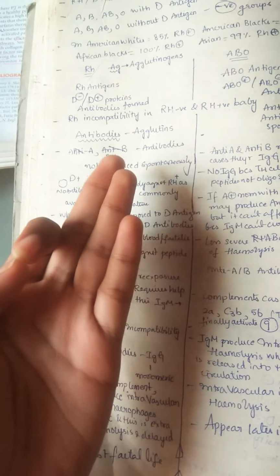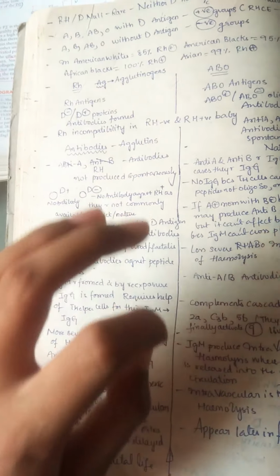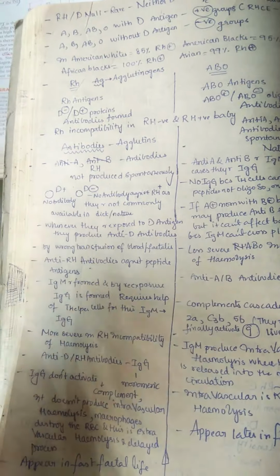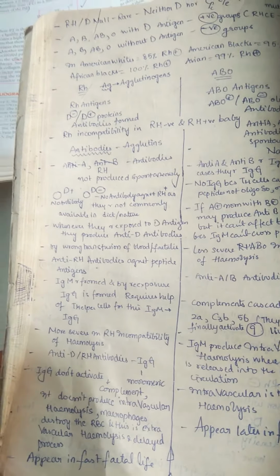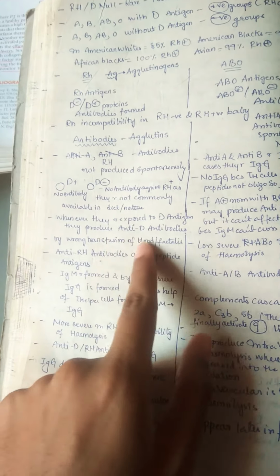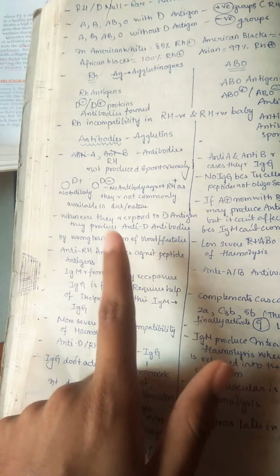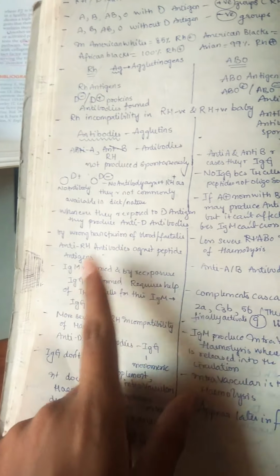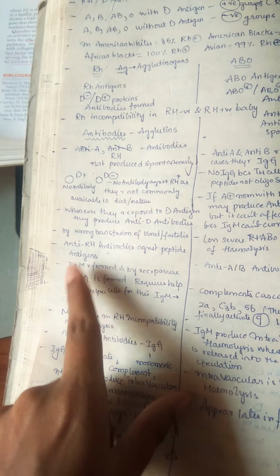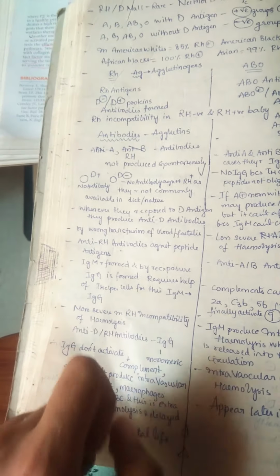In the case of an Rh negative mother carrying a positive fetus, only in that case, by rapid inflow, can they form antibodies against the RBCs. So whenever they are exposed to D antigen, they produce anti-D antibodies. By wrong transfusion of blood or in erythroblastosis fetalis, anti-Rh antibodies are against peptide antigens, and IgM is formed first, and by later exposure IgG is formed, which requires help from T helper cells for the IgM to IgG switch.